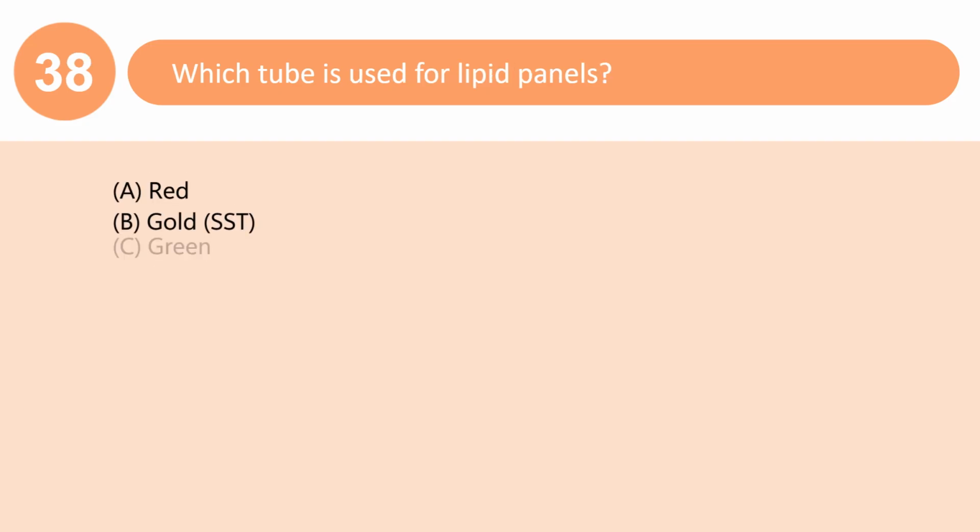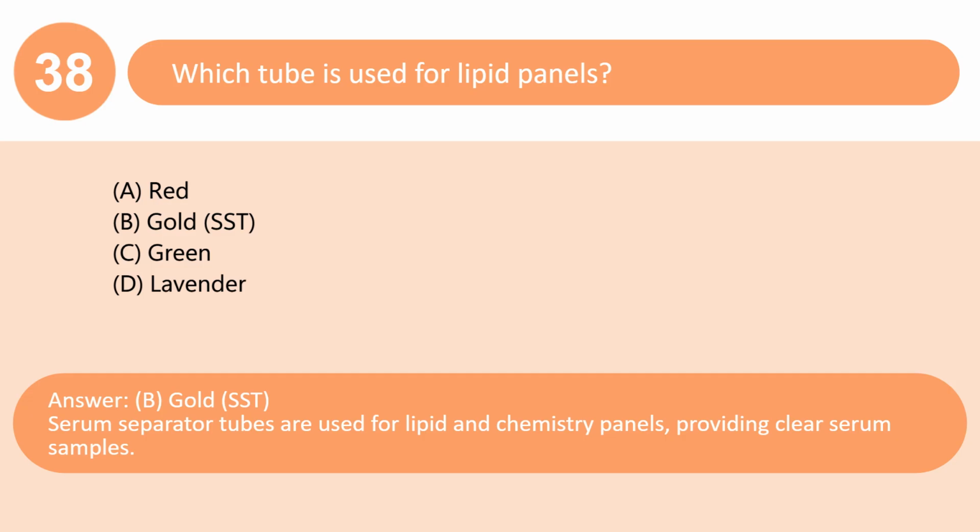Which tube is used for lipid panels? A. Red. B. Gold, SST. C. Green. D. Lavender. Answer B. Gold, SST. Serum separator tubes are used for lipid and chemistry panels, providing clear serum samples.